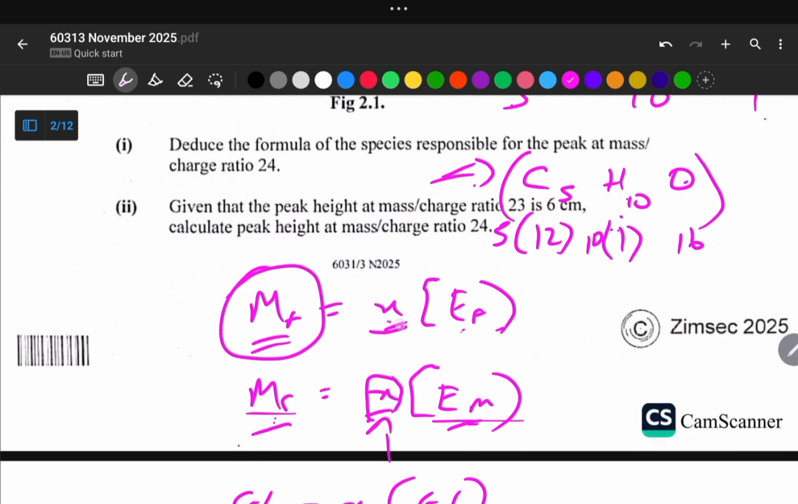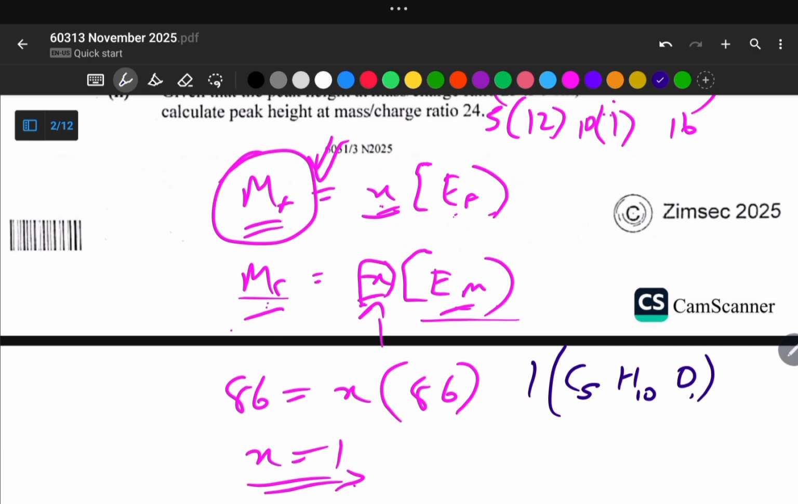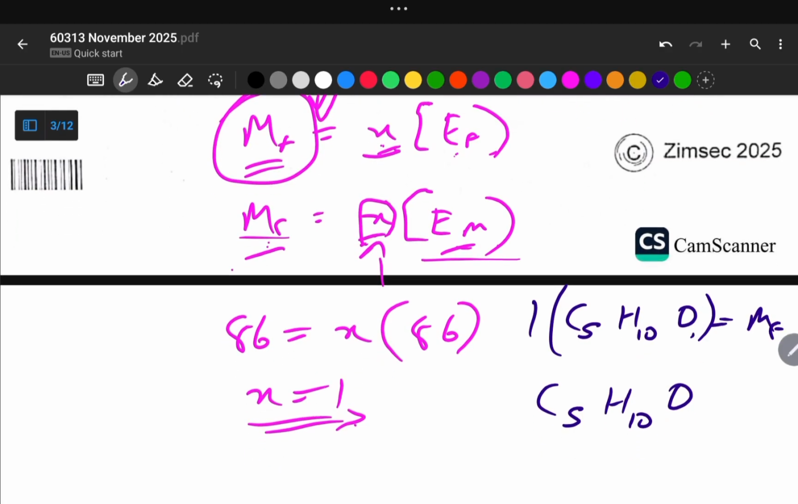And then we multiply by X, we are going to have the empirical molecular formula, right? So here the empirical formula is C5H10O multiplied by X, which is equal to 1, is equal to the molecular formula. So the molecular formula is equal to the empirical formula, right? So this one is our molecular formula.